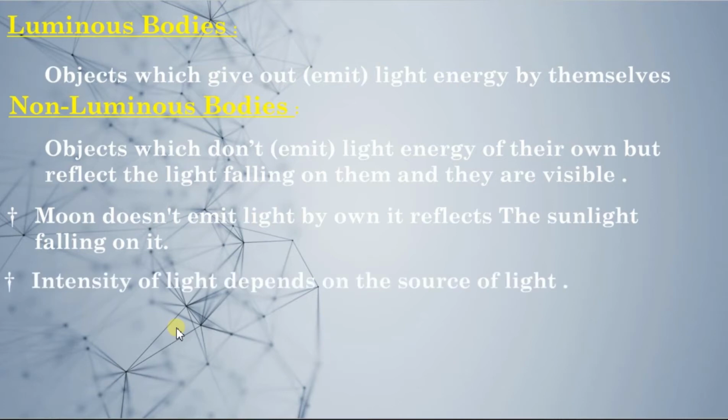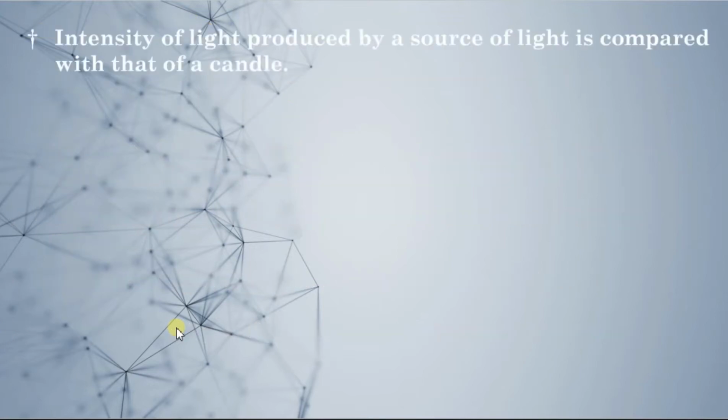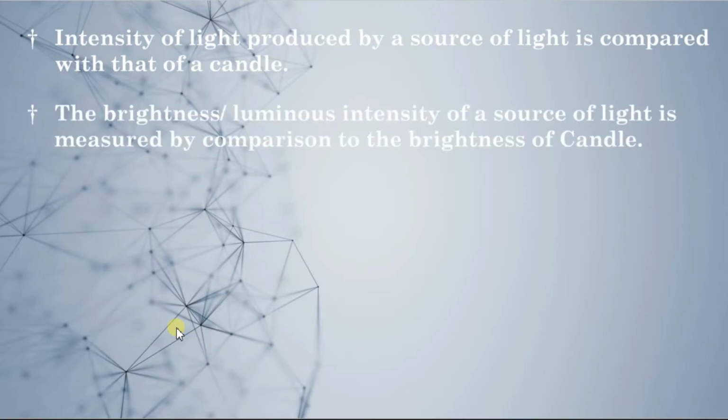The intensity of the light always depends upon the source of the light. The candle's intensity of light is more than the glowworm's. Similarly, the electric bulb's intensity is more than the candle's. The intensity of the light produced by a source is compared with that of a candle. The brightness or luminous intensity of a source of light is measured by comparison to the brightness of the candle. Electric bulbs are mostly rated in candles or watts.